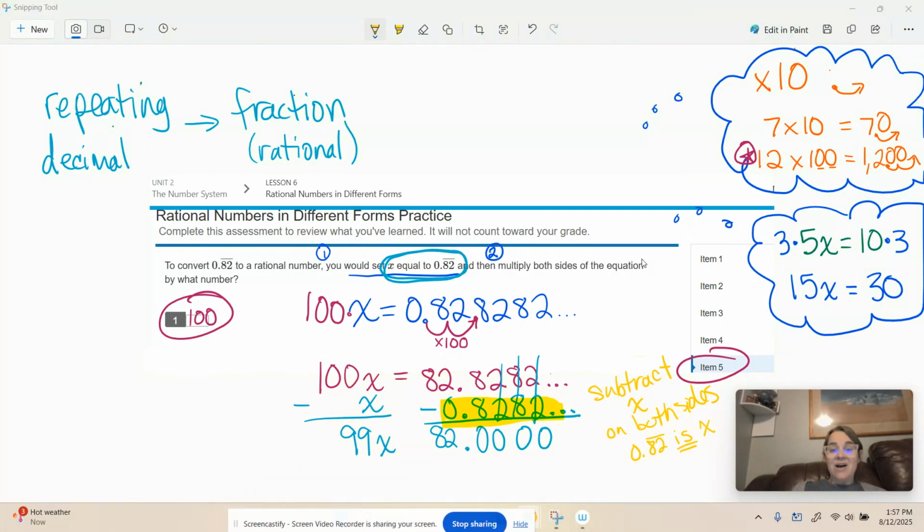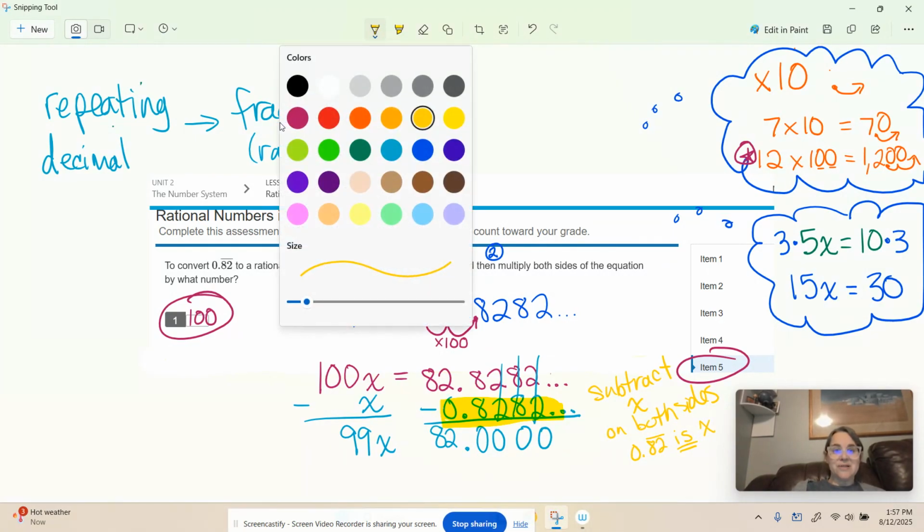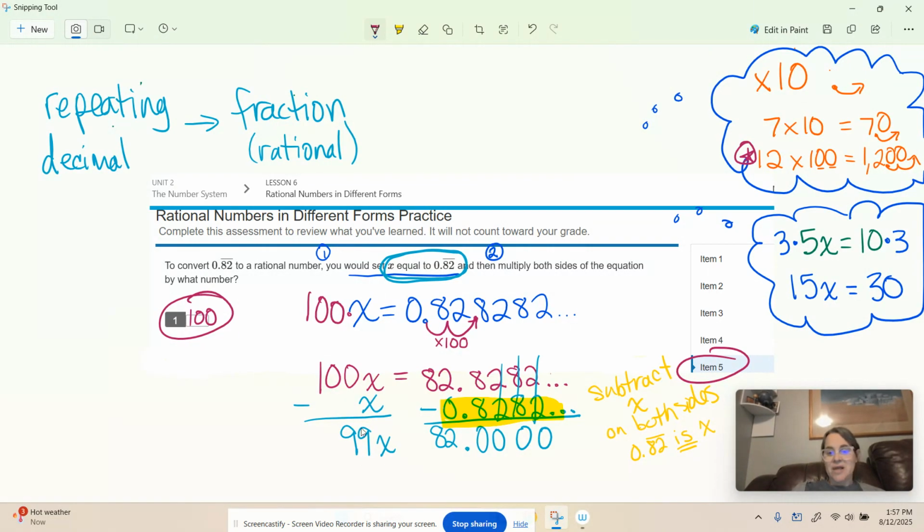And now check what I can do. This is it. I am done because if I want to get x by itself, this is 99 times x. I'm going to go ahead and divide on both sides by 99. I'm going to do it fraction style. 99 divided by 99 is 1. So now I have 1x is equal to 82 over 99. That's a fraction. This is a rational number.